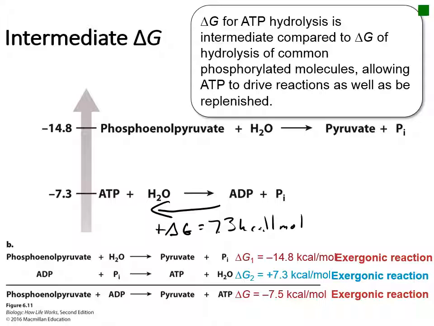in this example, that means that the phosphoenol pyruvate reaction could be coupled to ATP production because 14.8 kcal of energy would be enough to provide the required 7.3 kcal of energy, leaving a negative 7.5 kcal overall delta G for the coupled reactions.